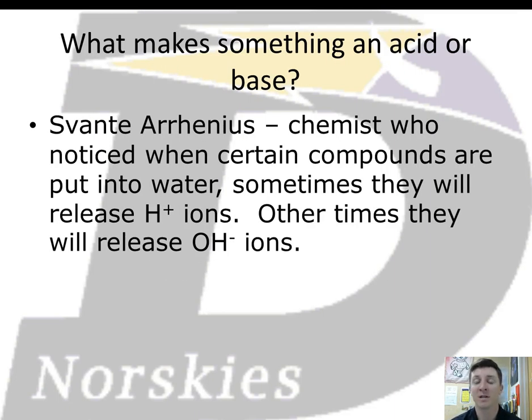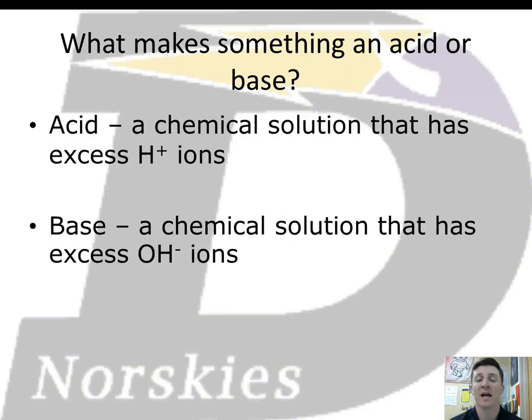So what makes something an acid or a base? To give you a little history, there is a scientist named Svante Arrhenius, and he was a chemist who noticed when certain compounds are put into water, sometimes they're going to produce hydrogen ions or hydroxide ions. Now, hydrogen ions you're fairly familiar with. Hydroxide is a type of polyatomic ion, but basically what Arrhenius said was this, that an acid is going to be a chemical that is put into solution that has excess hydrogen ions. A base is going to be a chemical solution that has excess hydroxide ions.